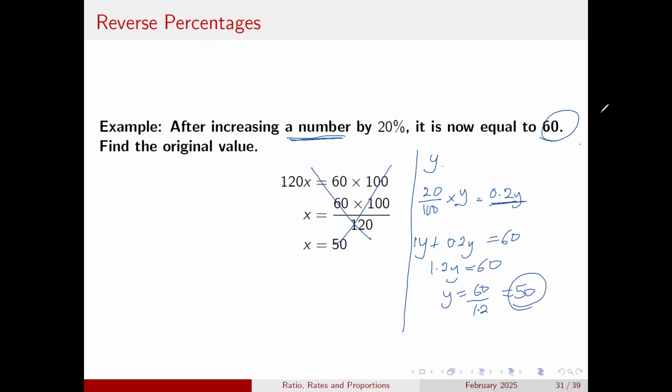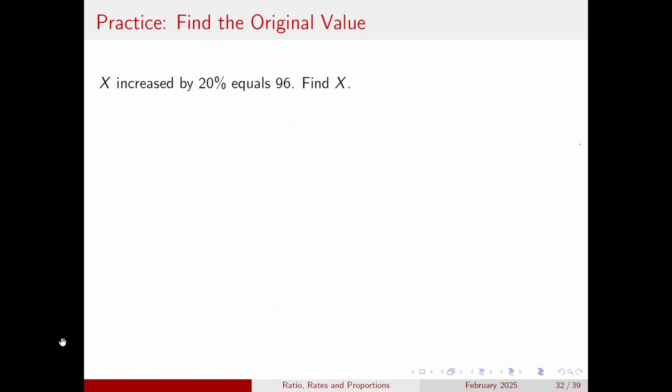I use the same process if I should have been given the original number rather. I just follow through the steps by indicating that the number I'm looking for is variable y, and I work through the process. Practice example, x increased by 20% equals 96. Find x. We don't know what x is, so let's start the process. So we have original value, which is x. If you are increasing x by 20%, it means you are finding 20% times x. This is my x, 20% of x. And this will be equal to what?